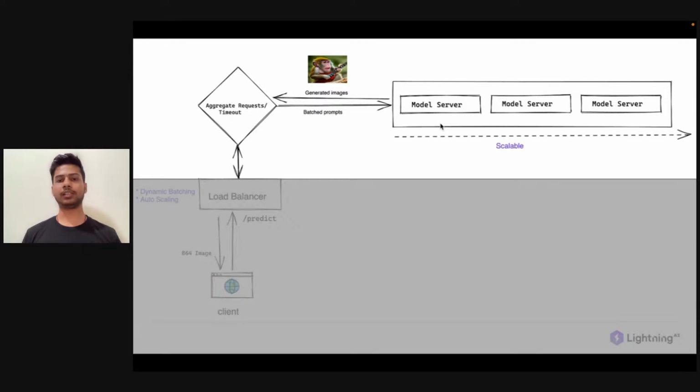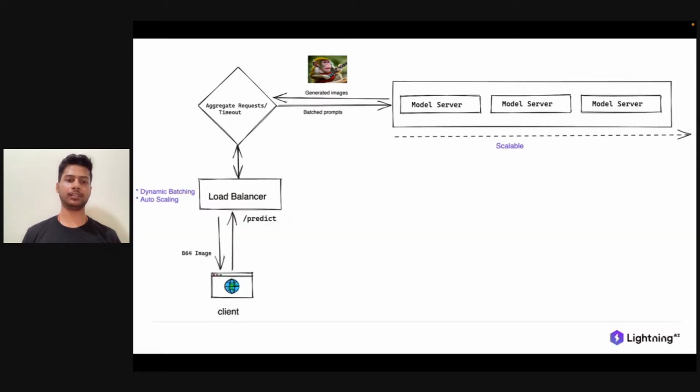These model servers are scalable. If I have 3 model servers initially and the traffic increases a lot, they will increase. It can go to 4, 5, 6, based on the maximum number of model servers you have defined as the threshold. When the result is ready, it returns the generated image back to the load balancer, and then the load balancer returns it to the client requesting from the UI.